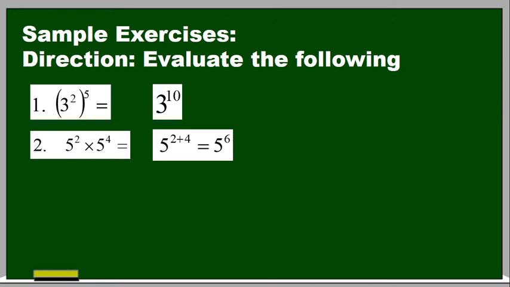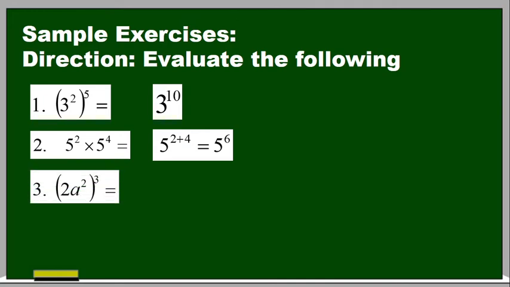And then if you will simplify 5 raised to the 6th power, that is under power of a product. So you are going to use 5 as your factor 6 times. 5 times 5 times 5 times 5 times 5 times 5.